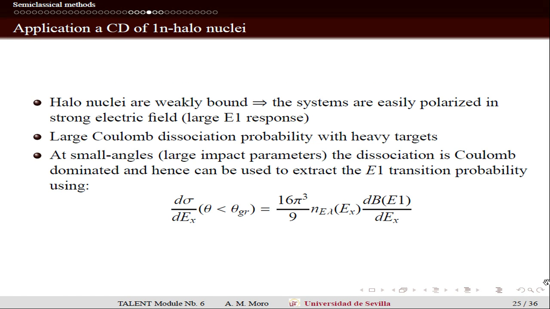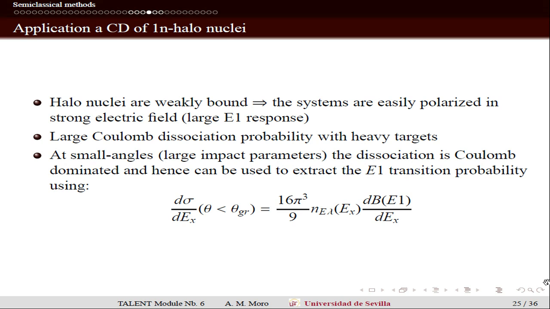So the idea is that when we have a halo nucleus, or in general a weakly bound nucleus, this is a very weakly bound system, so the system will be easily polarized in the Coulomb field. So when we put this nucleus in some Coulomb field, for example, if we think of a neutron halo, then only the core will be distorted, so the system will be stretched, and eventually it may break up. So this means a large E1 response to the continuum. The system is polarized and can break up into, in this case, the neutron and the rest of the nucleus, the core.